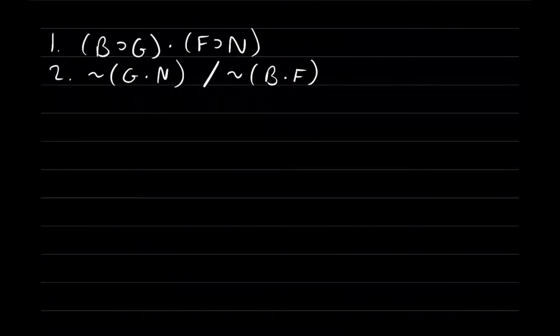Okay, we're given two premises. The first premise says that B implies G and F implies N. Line 2 tells us it's not the case that G and N, and we're trying to show the negation of B and F. It's not the case that B and F are both true.